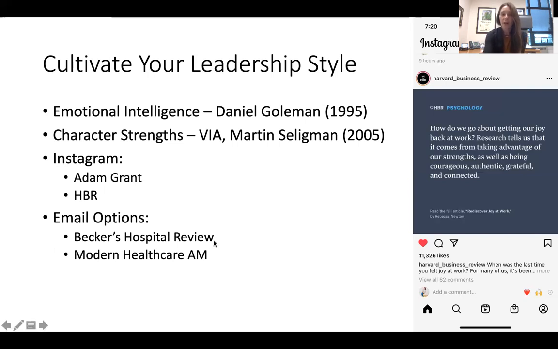Two other options I would like you to consider are signing up for Becker's Hospital Review, which we had just talked about, and something called Modern Healthcare AM. These are just going to come to your inbox, and you can choose to delete them if you don't have time to look at them, but sometimes it's nice just to glance at the headline so that you can keep a pulse on what's going on in the industry.